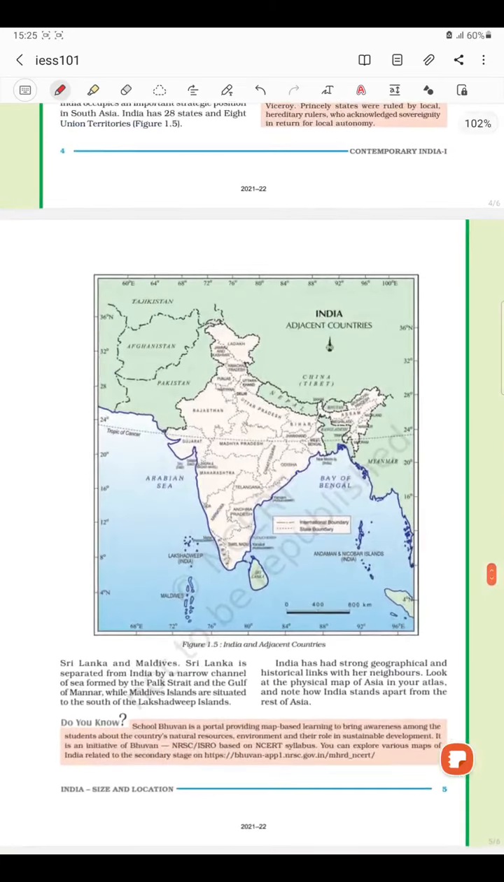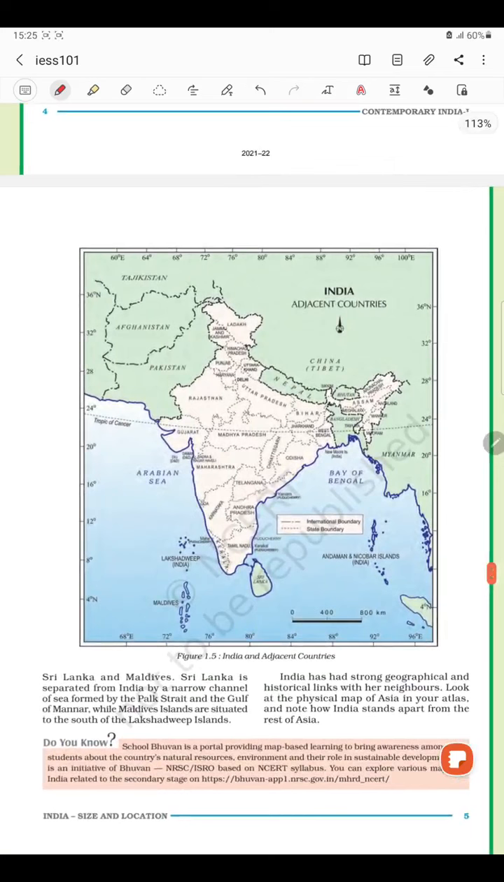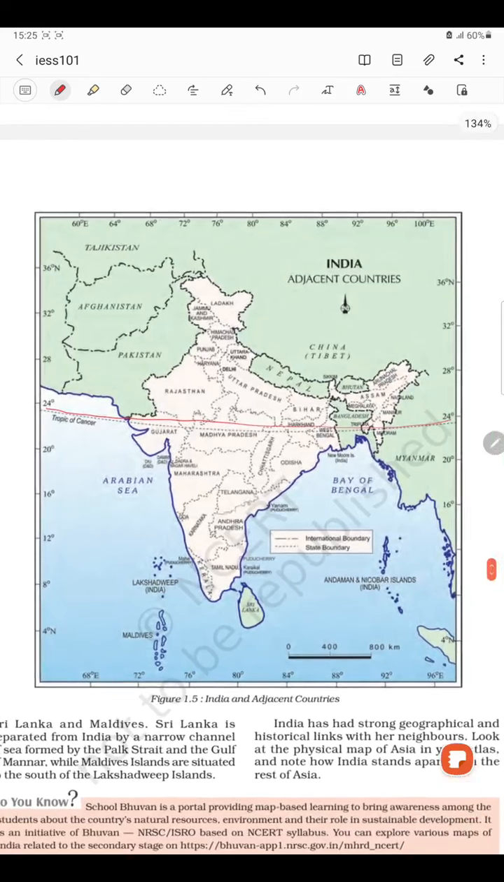You can see here the Tropic of Cancer, very important. It passes through eight states of India. Just memorize which states it passes through. Many times the question comes from here. The Tropic of Cancer passes through eight states of India.